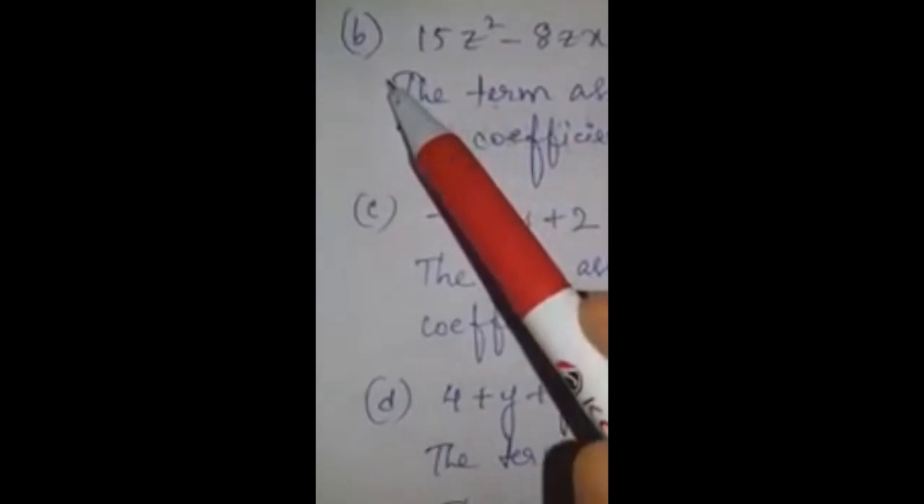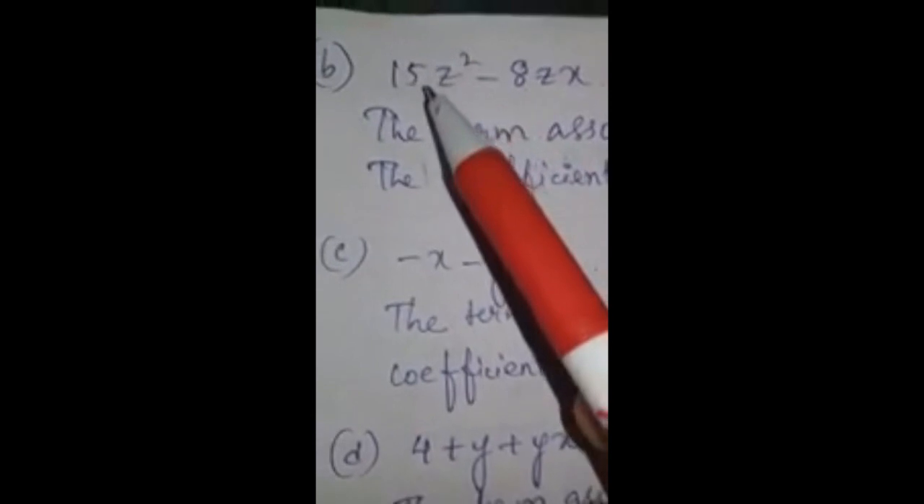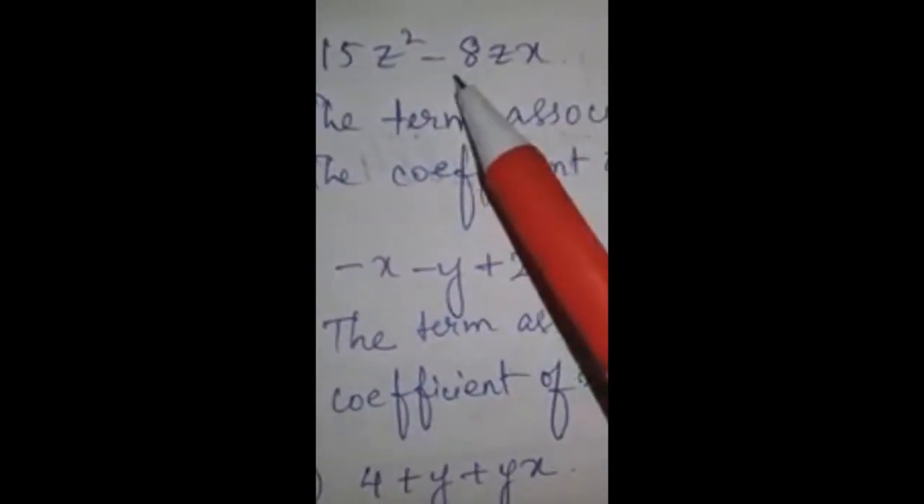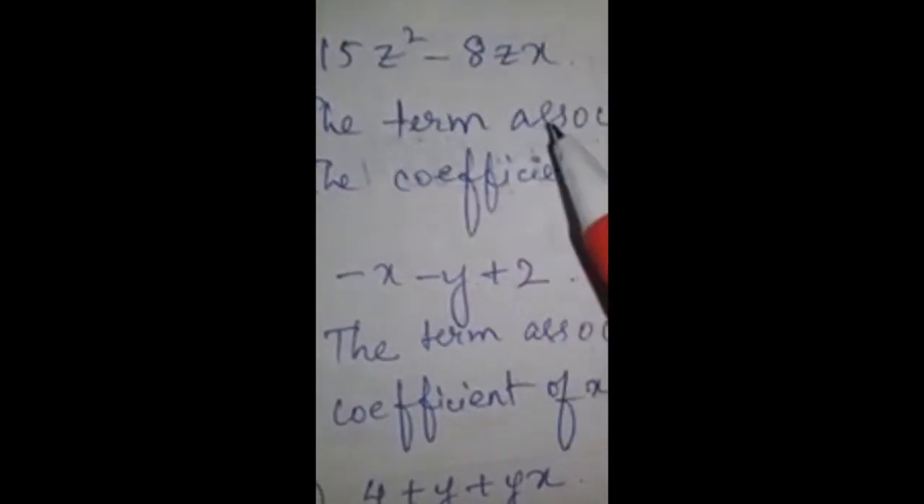Now come to part B of sum number 5. Here also another algebraic expression is given, 15z square minus 8zx. So which is the term that is associated with x? This one, minus 8zx. You will have to consider the sign also. So the term associated with x will be minus 8zx, and for the coefficient of x, you have to ignore this x and see what else is present. You can see that minus 8z is present, so the coefficient of x will be minus 8z.